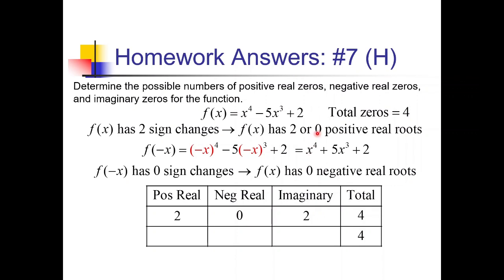The other option is that we could have had 0 positive reals, and we still have 0 negative reals. That was guaranteed because of this. That means that there's room for 4 imaginary answers in that case. So this is our other option.